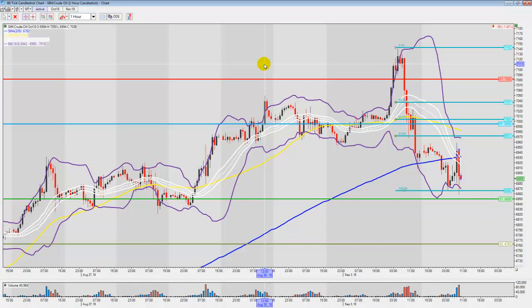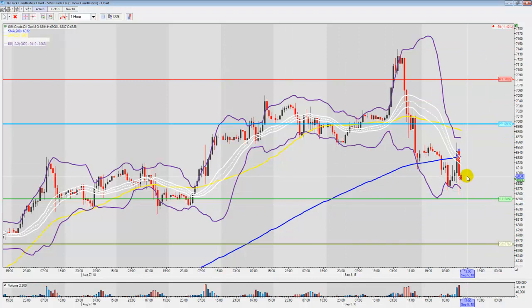Looking at the hourly chart, let's see what's happened today. Let's get rid of this. It's about as ugly as it can get, really. We have a new hour here.